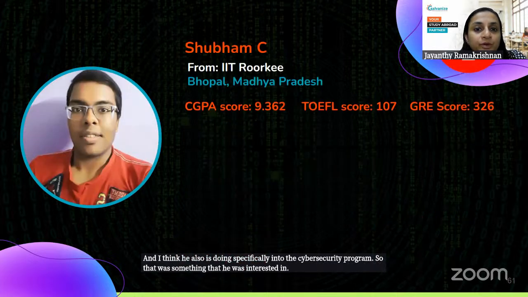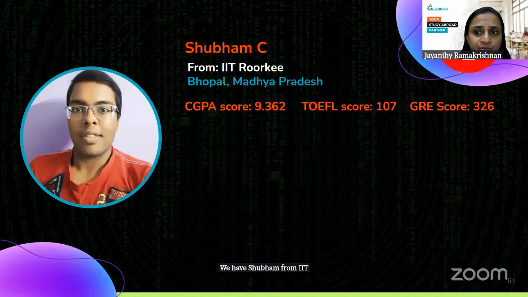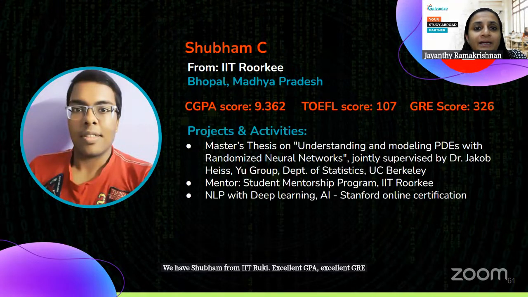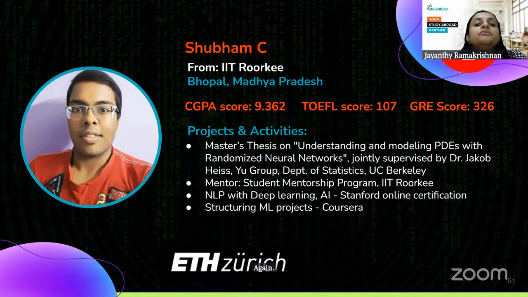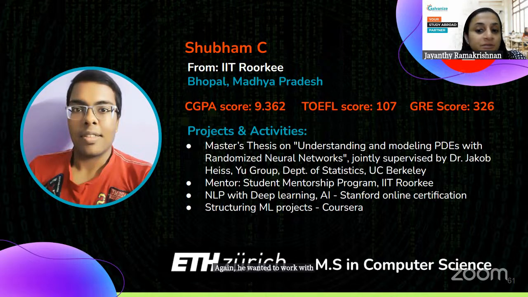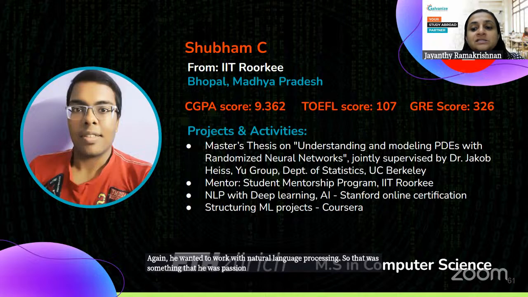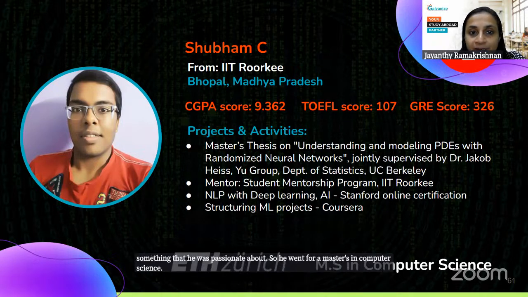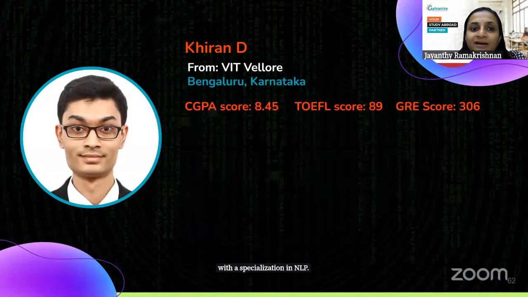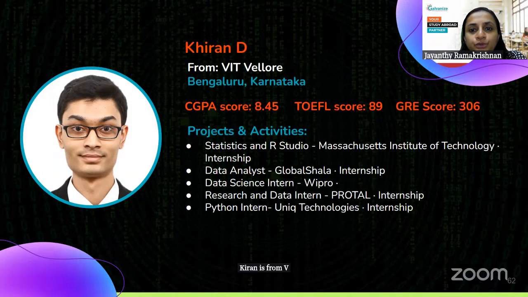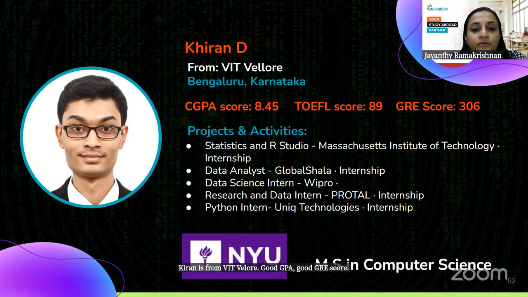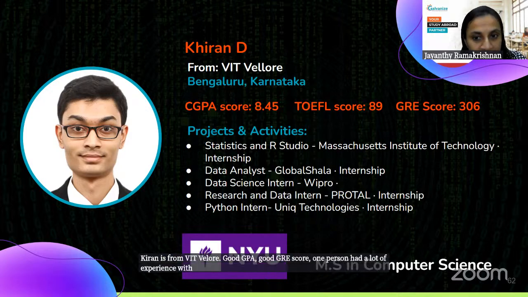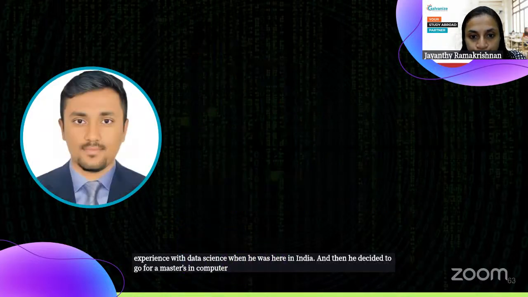Okay. We have Shubham from IIT Roorkee. Excellent GPA, excellent GRE score, and he ended up going to ETH Zurich. Again, he wanted to work with natural language processing, so that was something that he was passionate about. So he went for a master's in computer science with a specialization in NLP. Kiran is from VIT Vellore. Good GPA, good GRE score. He had a lot of experience with data science when he was here in India, and then he decided to go for a master's in computer science at NYU.